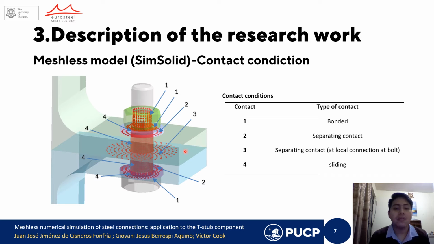This is the default contact condition of SimSolid, because SimSolid recognizes if there are bolts. Then we employ the sliding contact. This sliding contact is employed between the bolt and the hole of the flanges. This sliding contact does not allow the bodies to touch each other, even when there are relative movements between them.